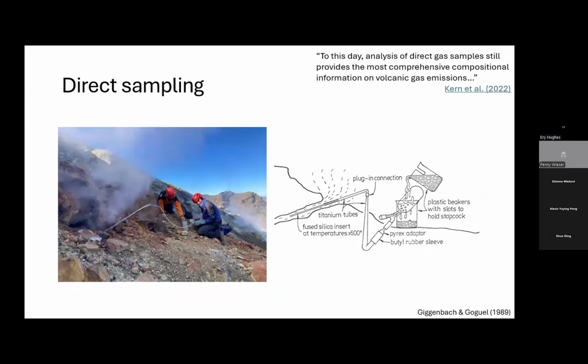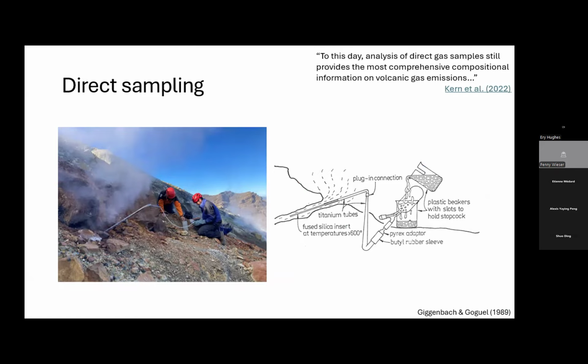So the first one is direct sampling. And I've just put this quote up from Kern et al. in 2022: to this day, analysis of direct gas samples still provides the most comprehensive compositional information on volcanic gas emissions. So the idea with this is that you're trying to take a quantitative sample of the volcanic gas. So you're trying to make sure you get all the species in the correct proportions in a little sample bottle.